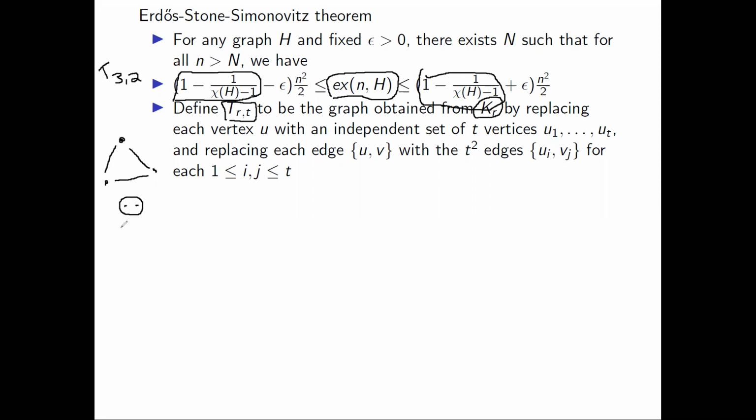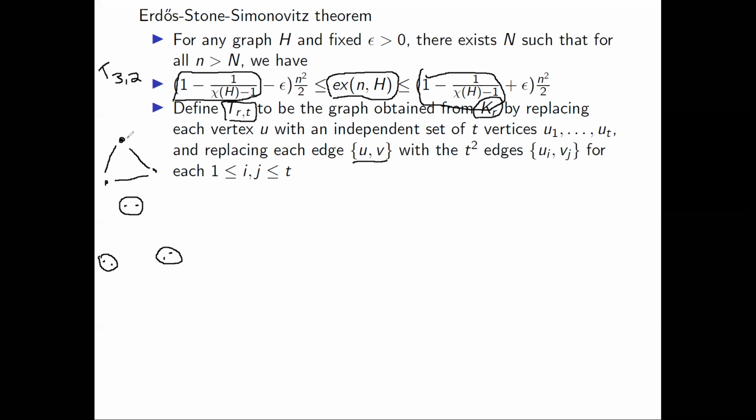Okay. And then this vertex we'll replace with 2 vertices, no edge between them. Same with this one here. It's now 2 vertices. And then, okay, so we have these independent sets of t vertices for each vertex that we had originally. And we'll replace each edge uv with the t squared edges u_i v_j for each 1 less than or equal to i less than or equal to t, 1 less than or equal to j less than or equal to t.